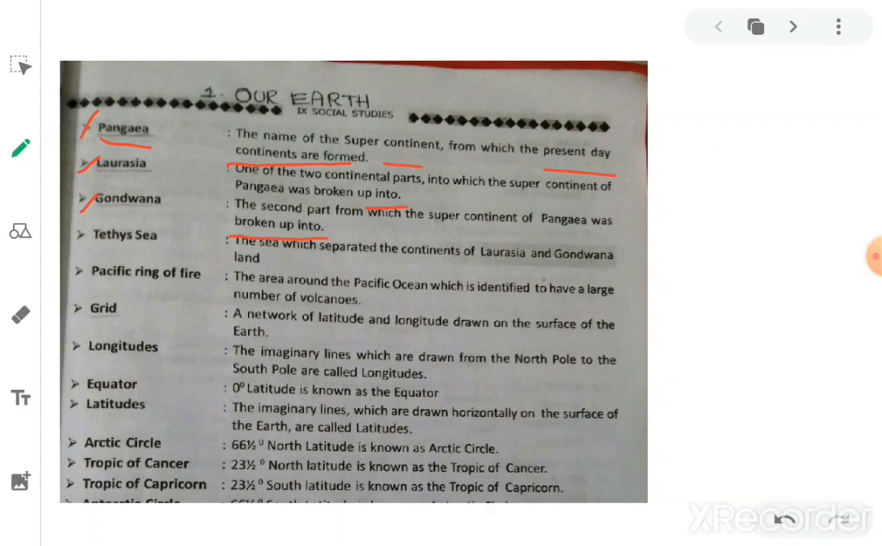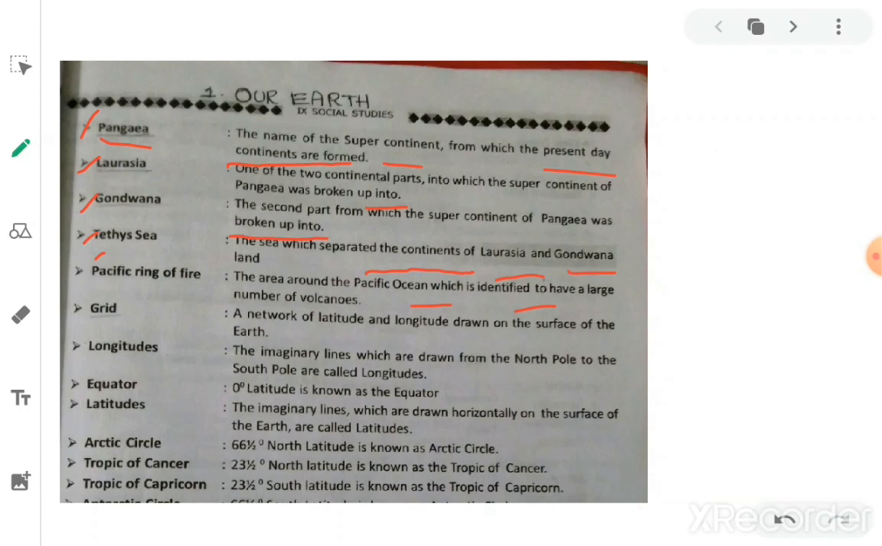landmass, that is Pangaea. Next, Tethys Sea. The sea which separated the continents of Laurasia and Gondwana. These 2 parts formed from the big landmass called Pangaea, and these 2 parts are separated by one sea, that is called the Tethys Sea.